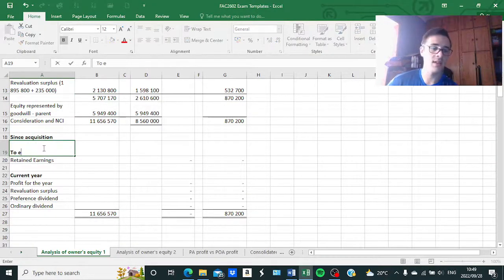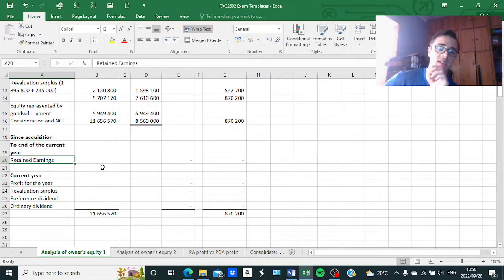So to calculate the current year's revaluation surplus, and just before I get to that, we only have a since acquisition to the end of the current year section. Why? Because remember that the group was only formed in the current year. So we cannot have a since acquisition to the beginning of the current year section. That will not make sense, because the group did not exist as at the beginning of the year. So just keep that in mind.